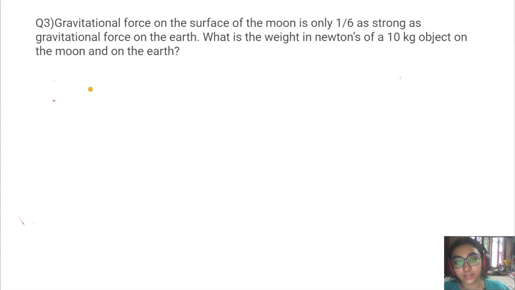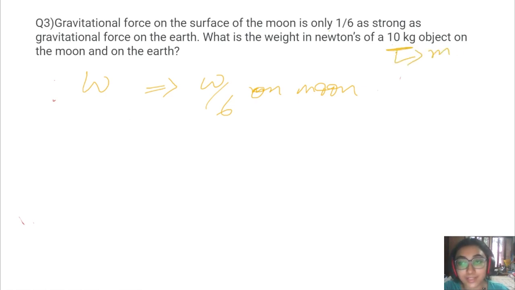We know that anything that weighs, let's say, W on Earth, it will weigh W by 6 on Moon, right? On Moon. Okay. So what are we gonna write here? That we know the weight in newtons if 10 kg is the mass. Now it is the mass, right?